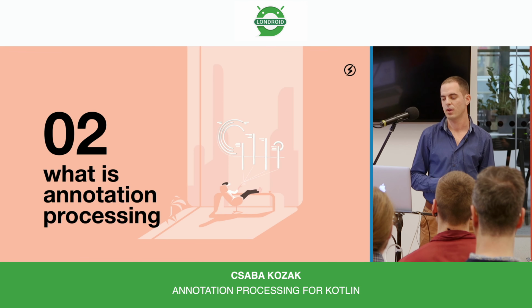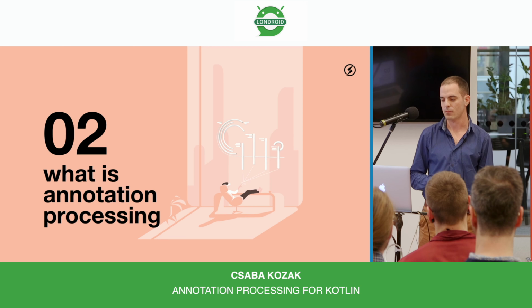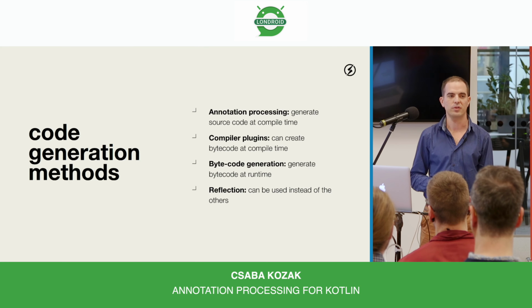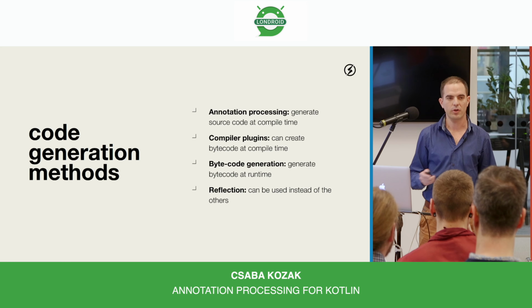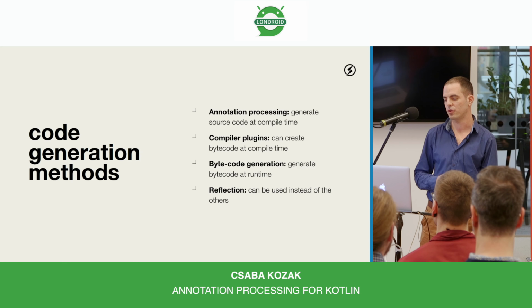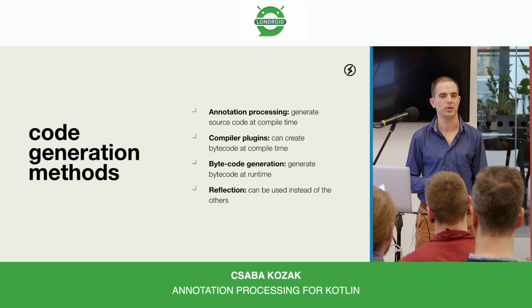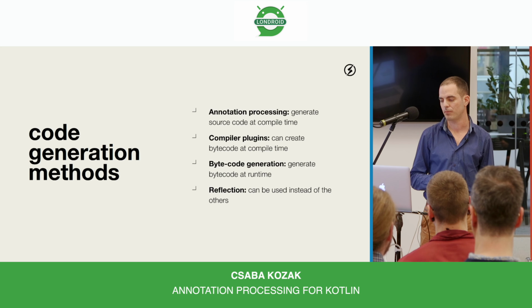So let's see what annotation processing is. This is basically some kind of code generation method. There are several ways to generate code, and annotation processing is one of them. This is our main topic for today. So annotation processing basically can generate source code at compile time or build time. But there are other ways to do this kind of job.